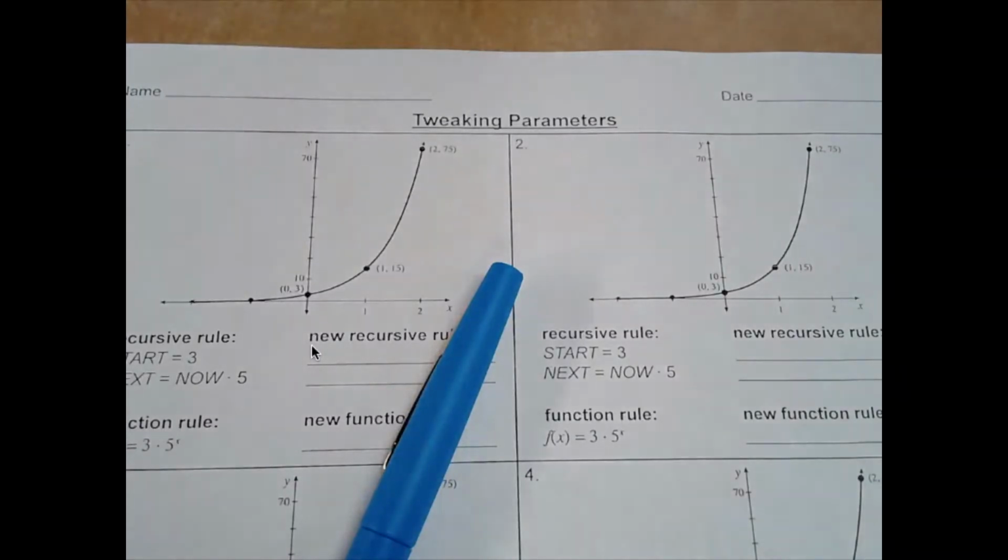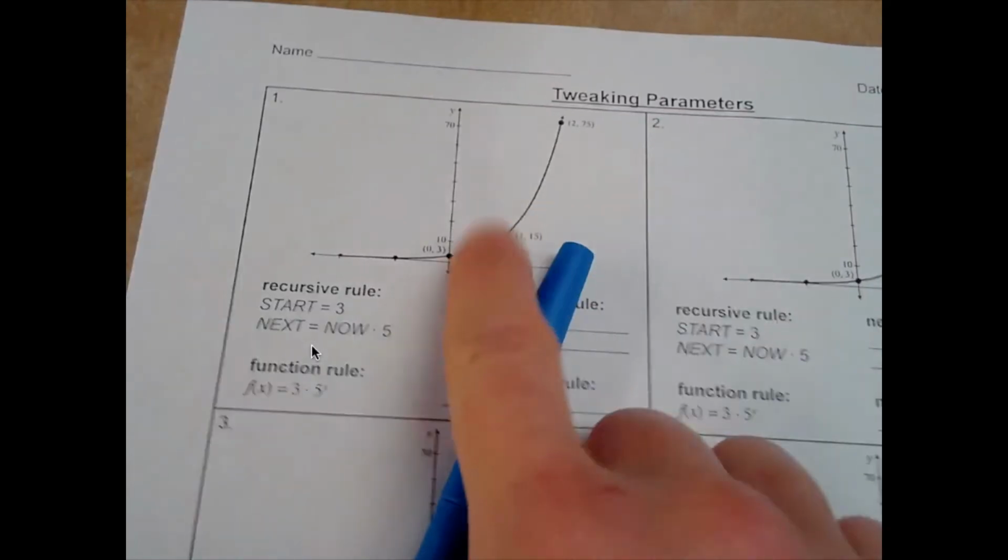What do y'all notice about problems 1 through 5? They're all exponential. They're all curved. They're all increasing. What else? They're all the exact same. Exactly. So what we're going to do is we're going to use this original exponential function, which they've graphed for us.